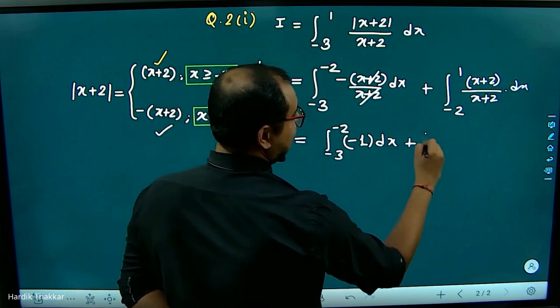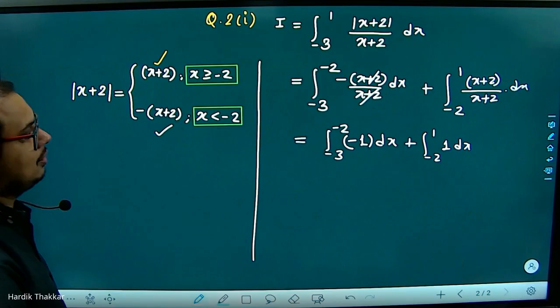And for the next interval, determine what value we will be putting. Just repeat again what you're saying. So according to the lower limit only we have to decide which value we will put, like x plus 2 or minus of x plus 2.